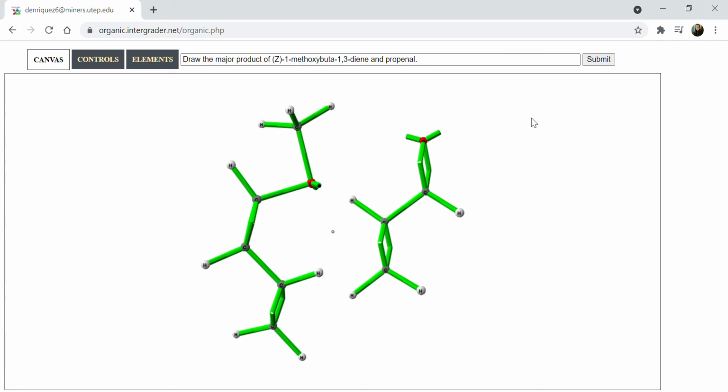Okay, hey guys, this is, what lesson is this? 10? This is the Diels-Alder lesson. I will put it in there.